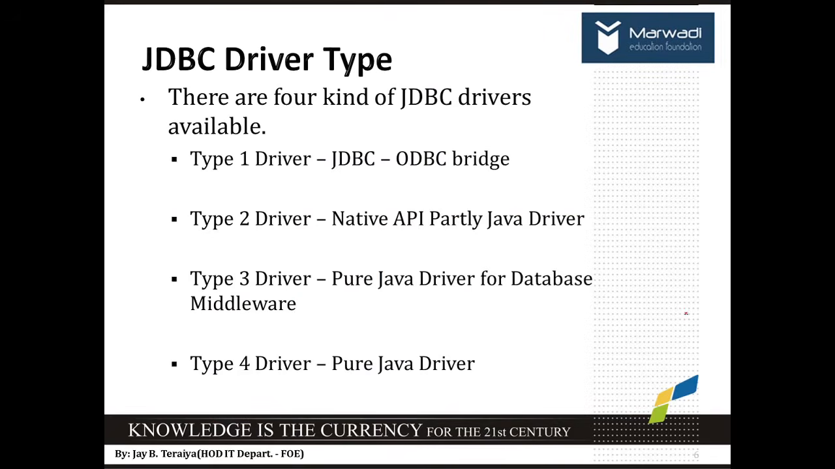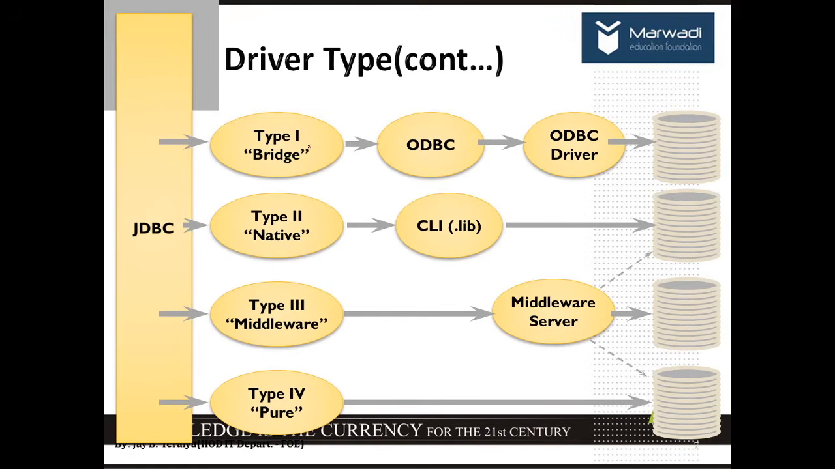So we have gone through in much detail that there are technically four types of driver. Type 1, that is your ODBC bridge. Type 2, that is your native API driver. Type 3, that is your middleware server. And type 4, that is your pure Java driver. So we have gone through the advantages and disadvantages of each type of driver, and we have seen how these types of driver have evolved. Nowadays everybody is using a type 4 driver. So in all our practical setup, we are using a type 4 driver.